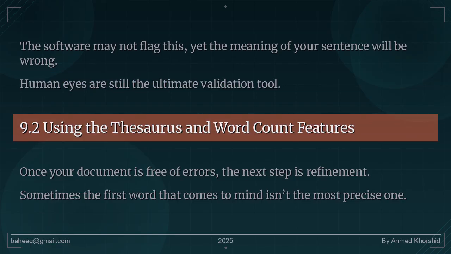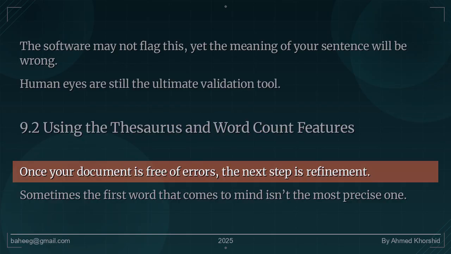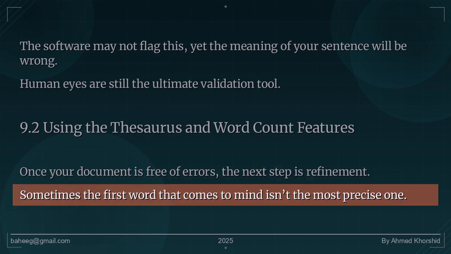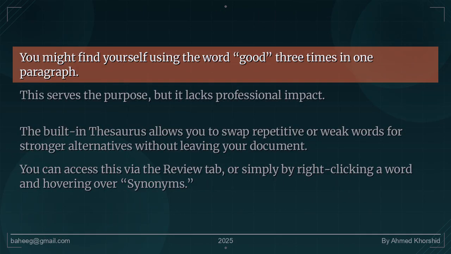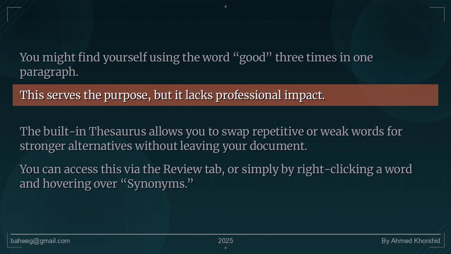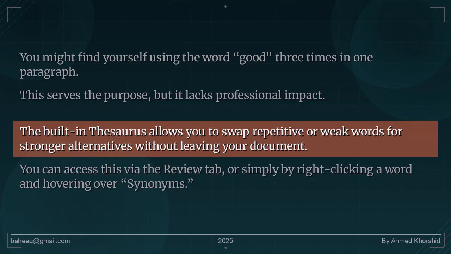9.2 Using the thesaurus and word count features. Once your document is free of errors, the next step is refinement. Sometimes the first word that comes to mind isn't the most precise one. You might find yourself using the word good 3 times in one paragraph. This serves the purpose, but it lacks professional impact. The built-in thesaurus allows you to swap repetitive or weak words for stronger alternatives without leaving your document.